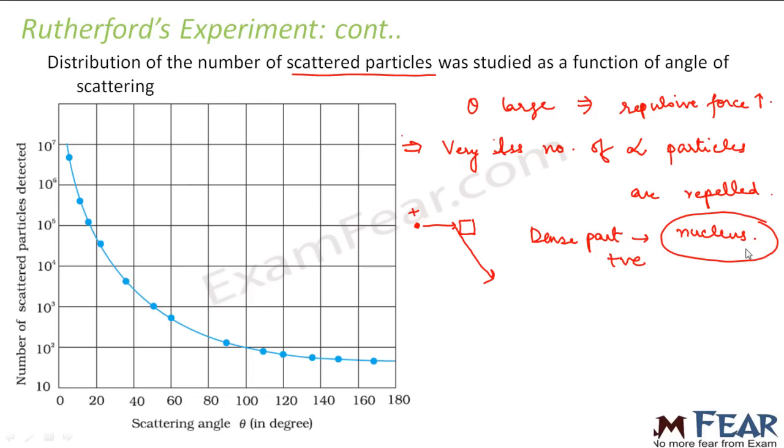So from this part you understood how Rutherford concluded that most of the mass of the atom is at the nucleus, and also that the nucleus is only a small portion of the atom. The rest of the atom is empty. The rest of the atom is not dense. It consists of electrons moving around the nucleus. Right? Okay.